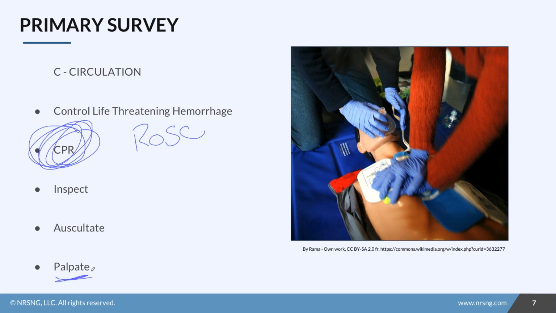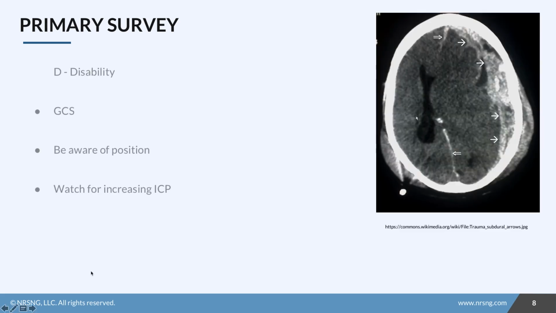Good. So we have A, B, and C. Let's move on to D, disability. Now, I'm not talking about physical disabilities like if your guy's deaf or only has one leg. We're talking about neurological disabilities. This is where we want to assess and document mental status. In the trauma bay, we use something called the Glasgow Coma Scale, or GCS. There's a great lesson on how to assess GCS in our Med-Surg head-to-toe neuro assessment lesson. Go there, check it out if you need a refresher on GCS.